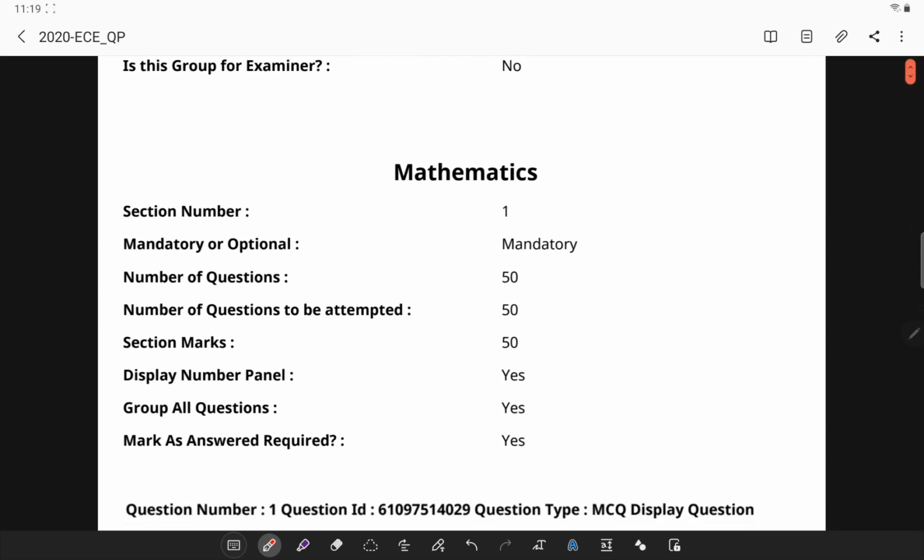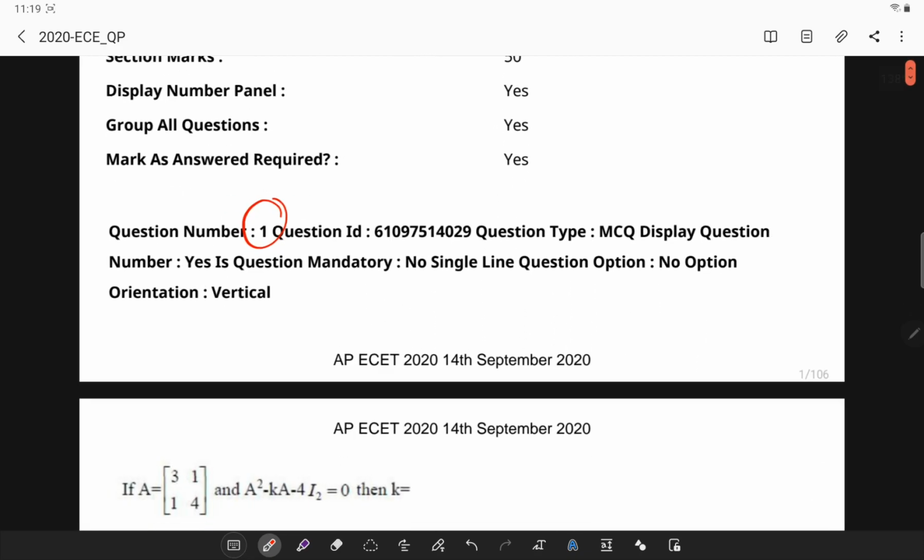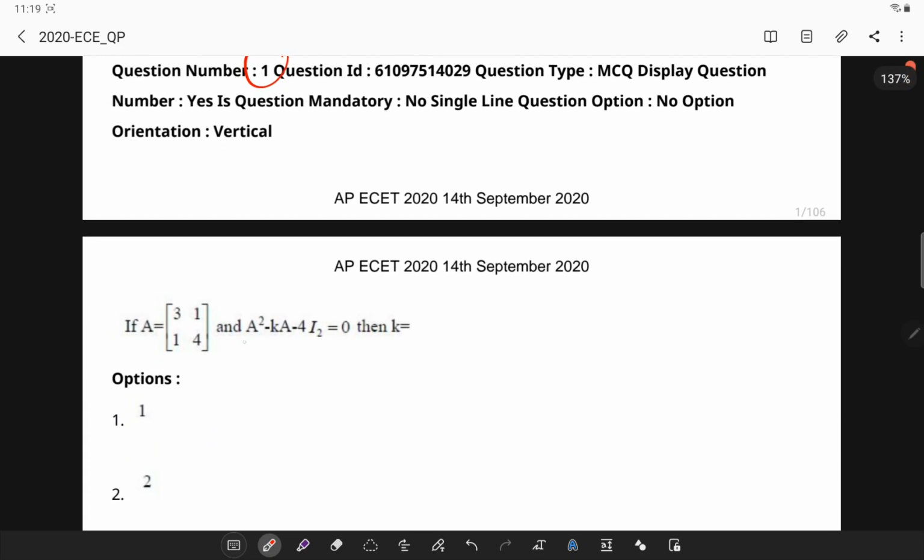So let's go to the first question. This is related to matrices. So you have a 2 by 2 matrix. Here you have an equation A square minus kA minus 4A2 is equal to 0. First I will find out A square.